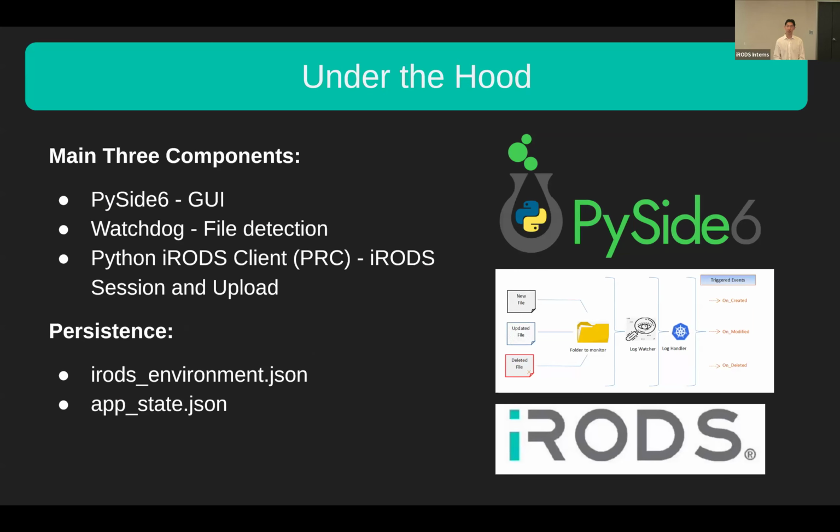Under the hood, this app has 3 major components. First, there's the GUI, which is made using PySide 6. There's the file detection aspect, which is done using Python Watchdog. And then there's the iRODS session handling and the uploading itself, which is handled by the Python iRODS client. In order to have persistence and settings that are saved between the app being closed and open again, we have 2 JSON files: the irods_environment.json, which stores the session details, as well as the appstate.json, which stores all the settings and the different files we're monitoring, as well as the different settings within those files.